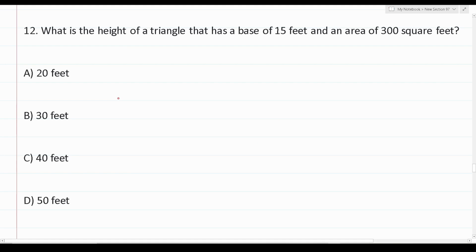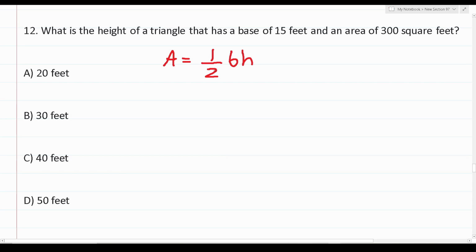All right, number 12 says, what is the height of a triangle that has a base of 15 and an area of 300 square feet? All right, so for this one, it should be obvious that we're dealing with finding the area of a triangle. And to do that, we would use this formula. Area equals 1/2 base times height.